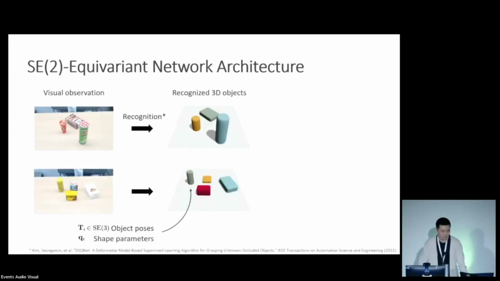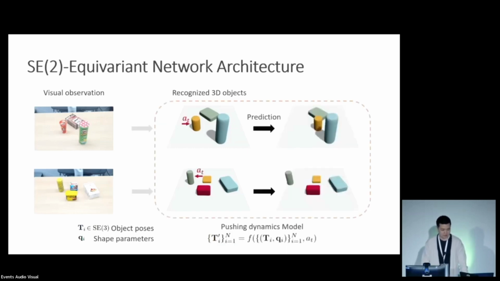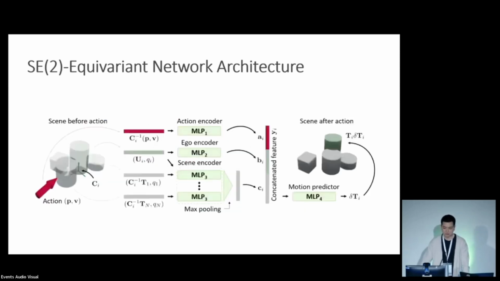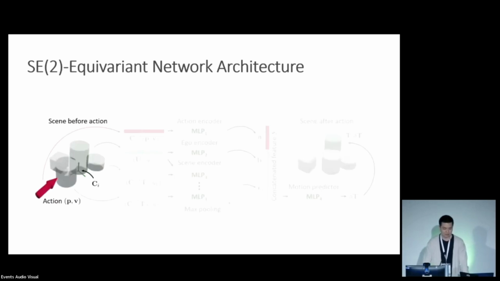In the test or inference phase, based on this definition, we first recognize the object poses Ti and shape parameters Qi from visual observation. The learned pushing dynamics model, F, then takes the shape and pose information of each scene and each object together with the pushing action and outputs the object displacement.